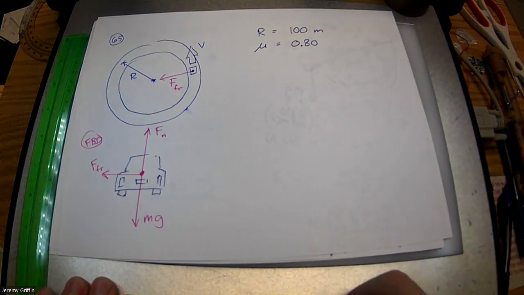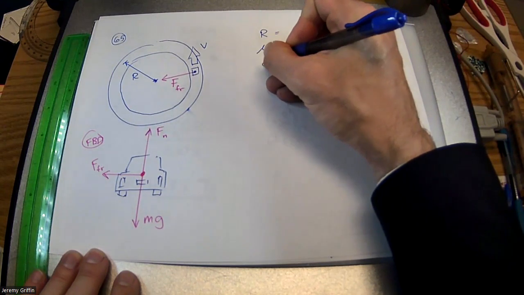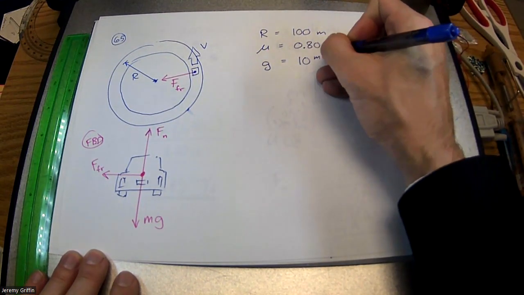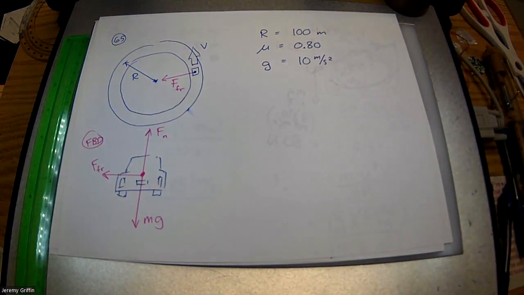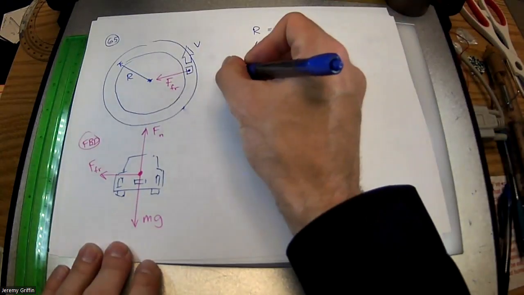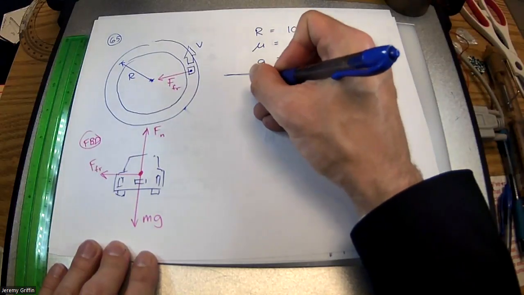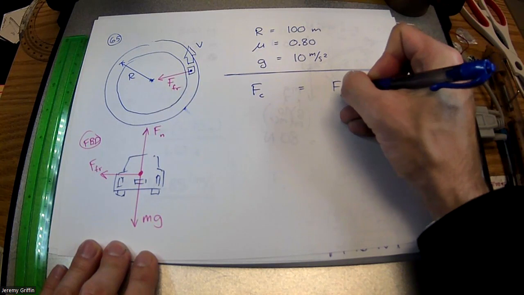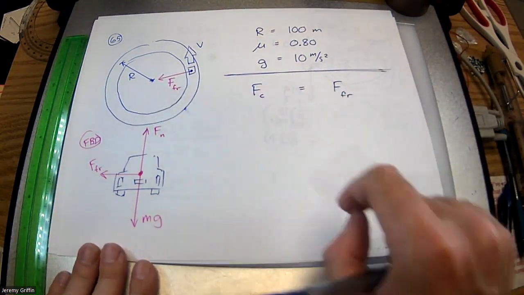Okay. And you guys also know, they did not explicitly give you this, but gravity could be about 10 meters per second squared, right? And they never gave you the mass of the car, which is maybe a hint that it's going to cancel out at some point. Okay. Right. So that's what I'm thinking. I'm thinking that the centripetal force is provided only by the friction force. Is that true? Right. This force is the centripetal force, right?